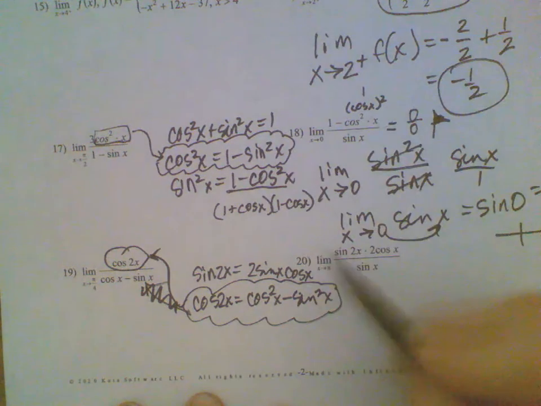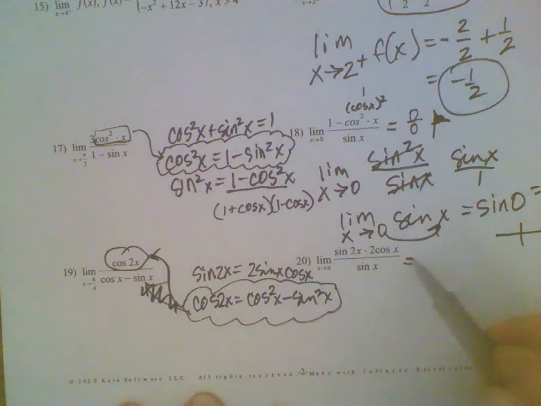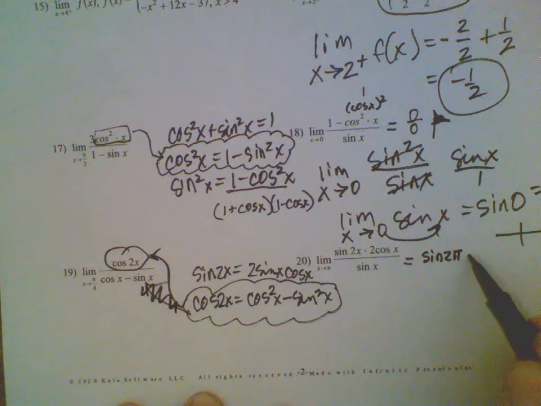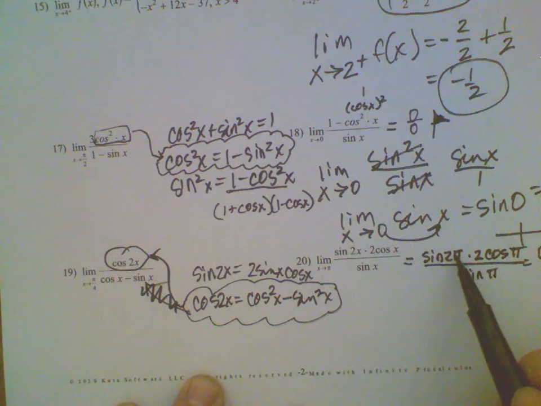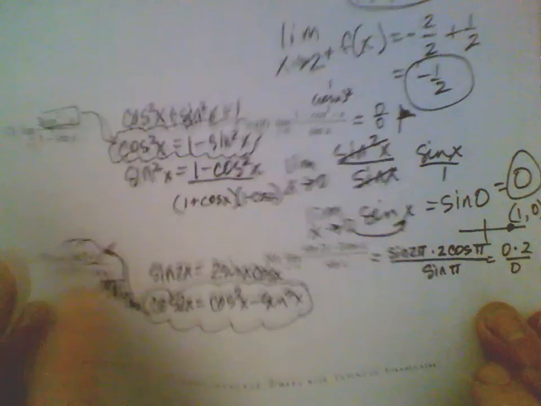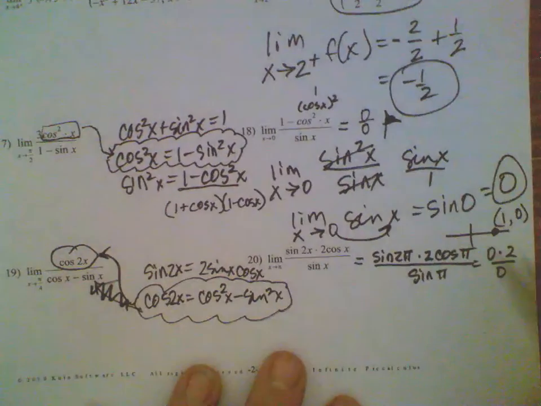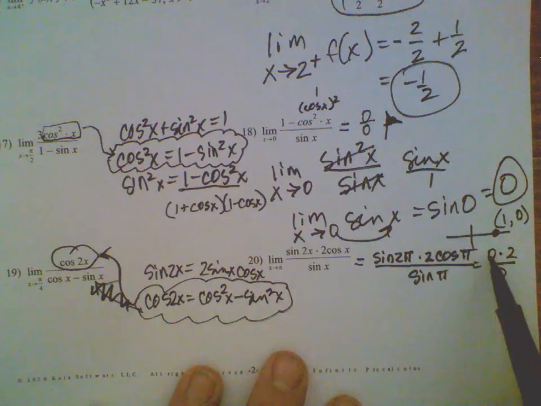All right, so I'm going to jump in here. So now this one is x approaching pi. So if I do direct evaluation, I get the sine of 2 pi times 2 times the cosine of pi over the sine of pi, which is 0 times 2 over 0. Sine of 2 pi is the same place as 0 pi, so that's 0. Gotta move that over again. Sorry, I keep doing that to you. Sine of 2 pi is 0.